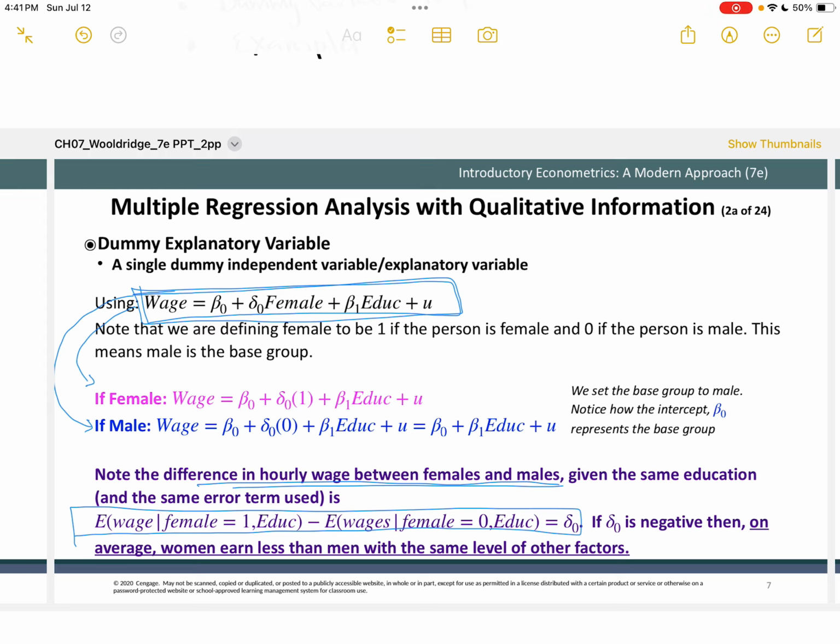The expected value of wage conditional on female being 1, where education is fixed, minus the expected value conditional on female being 0, with education being fixed, is delta 0. So if your delta 0 is negative, and from my drawing, I assumed that delta 0 was negative, then on average, women would earn less than men with the same level of other factors like education.